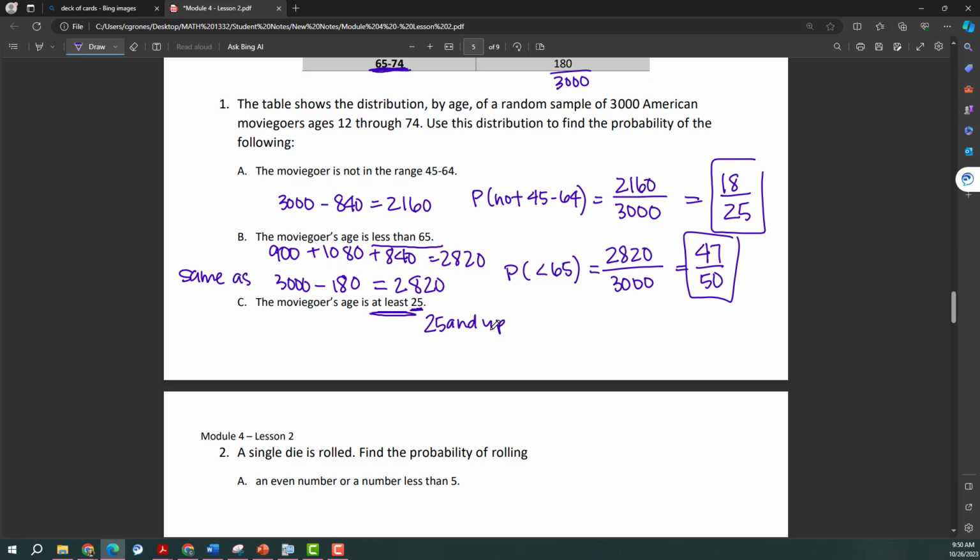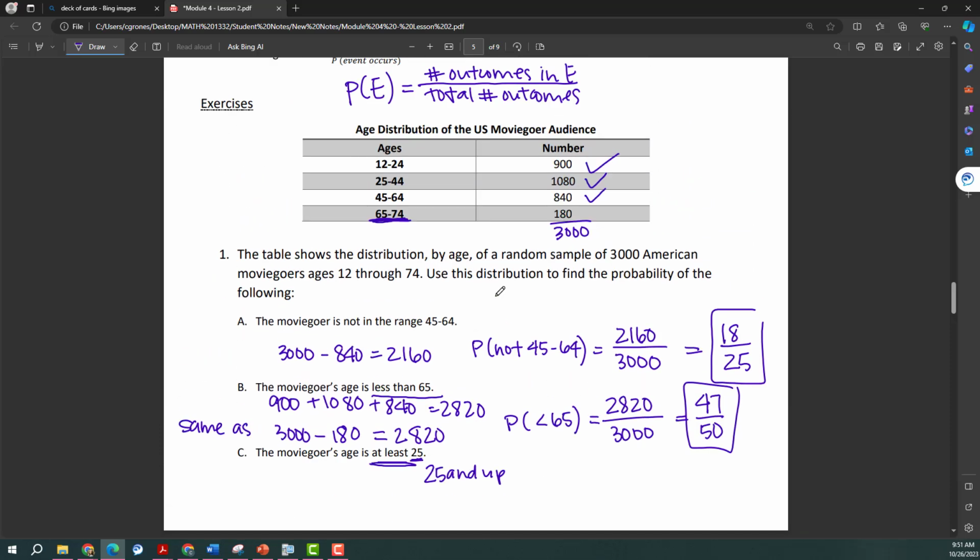Because if you're 25, you're at least 25. If you're 30, you are at least 25. And so on and so forth. If you're 21, you're not at least 25. So we're looking for 25 and up. So 25 and up would be these bottom three rows. So 25 to 44, 45 to 64, and 65 to 74.